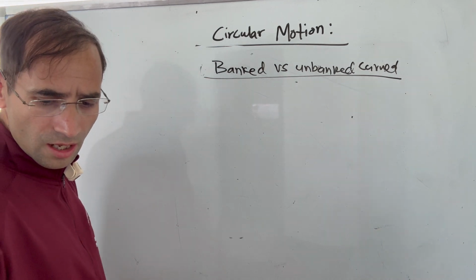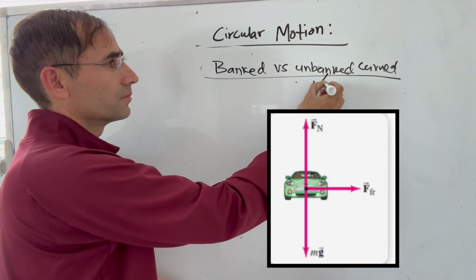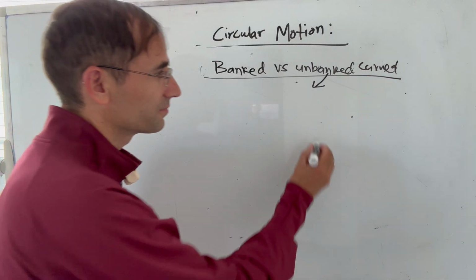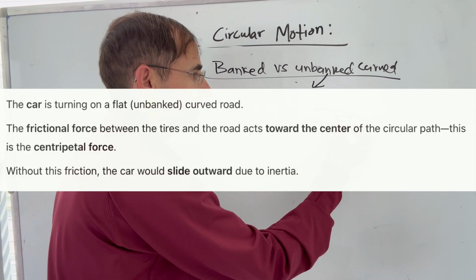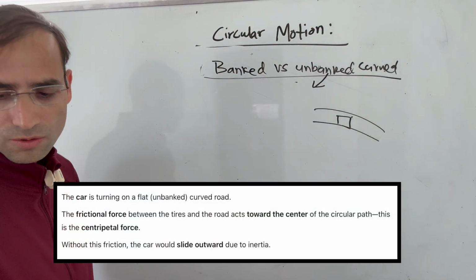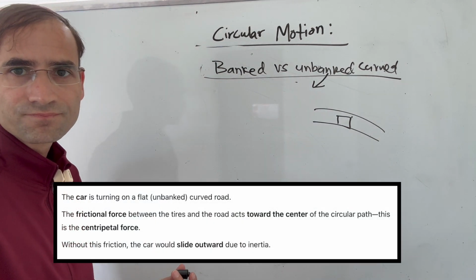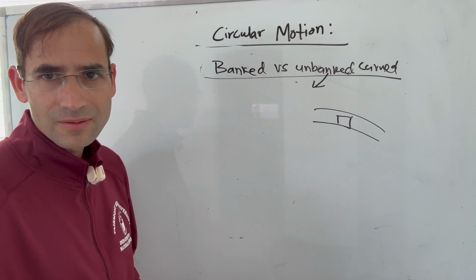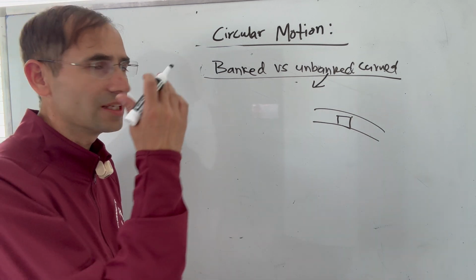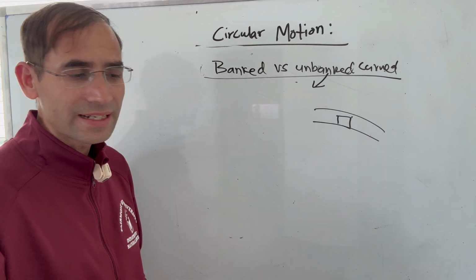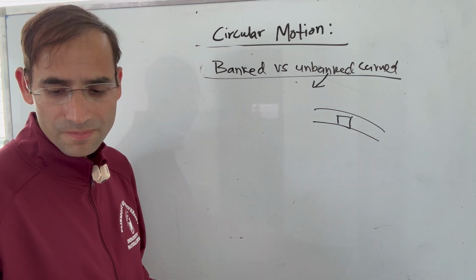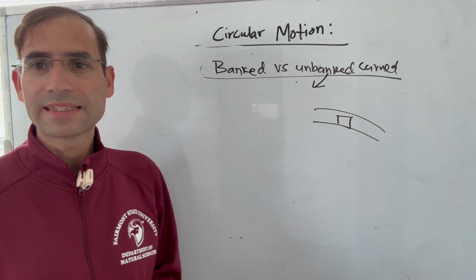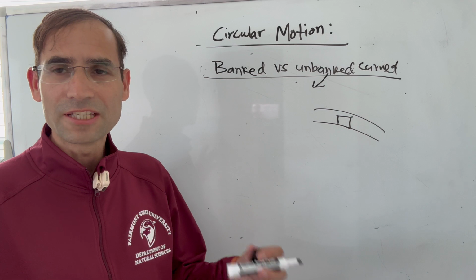Okay, so on an unbanked curve road, friction between the tire and the road provides the centripetal force. That's a very important thing. So if the speed is too high, what happens? The friction which provides the centripetal force that keeps the car on the curve may not be enough. So in this situation, the car skids outward. That's why you have a speed limit here.